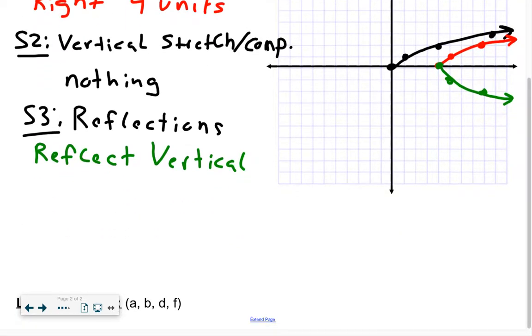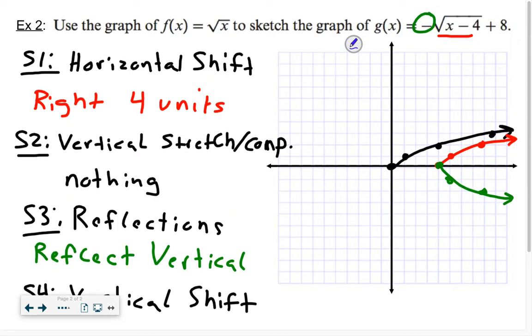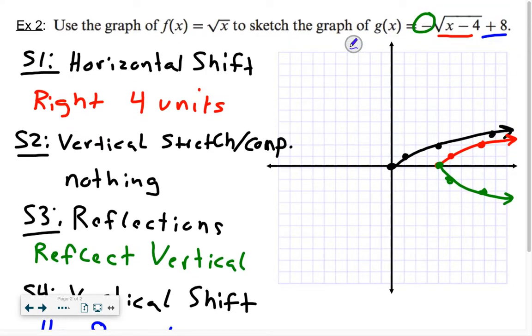Last thing we need to do is our vertical shift. If we have it. If we go back and take a look, vertical is outside, that's the +8. So now we're going to move this thing up 8 units. We finished, or we left off with the green. So there's my 8.